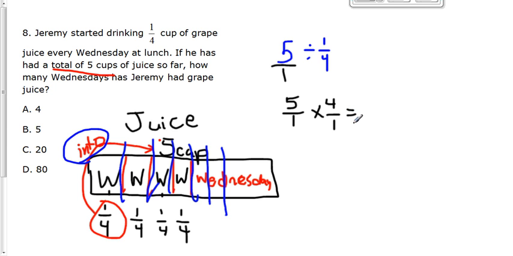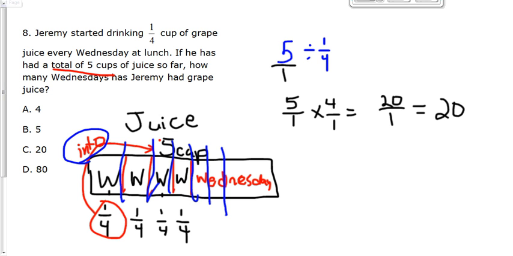Now that you have that set up, you follow the flow chart around to your multiplication rules. Top times top, numerator times numerator, and bottom times bottom, or denominator times denominator. So 5 times 4 is 20, and 1 times 1 is 1. That's an improper fraction. 20 divided by 1 is 20. So it's going to take him 20 Wednesdays to finish all his juice.